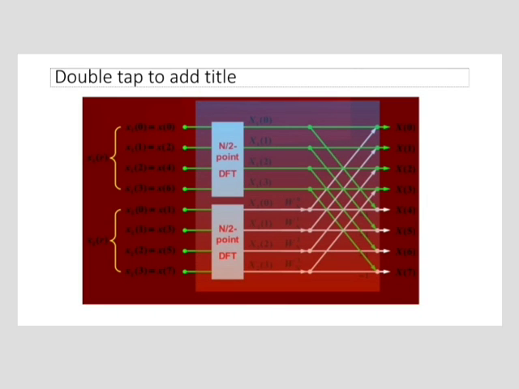The direct computation of N DFT frequencies according to the DFT equation will require N square complex multiplies and N square minus N complex additions. By reusing the results of the two short length DFTs given in the figure, the computational cost is now reduced. For that we will use two equations.